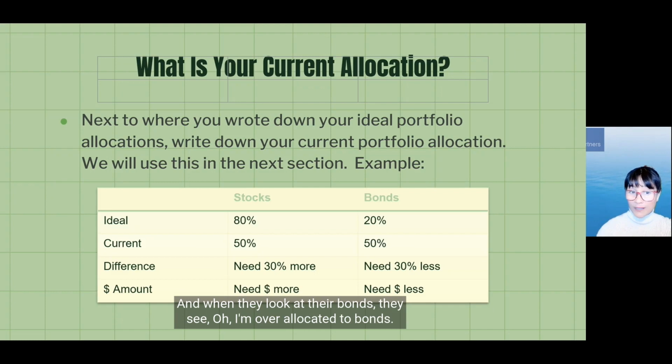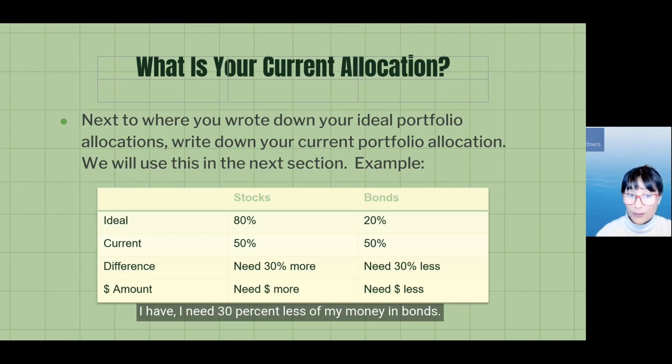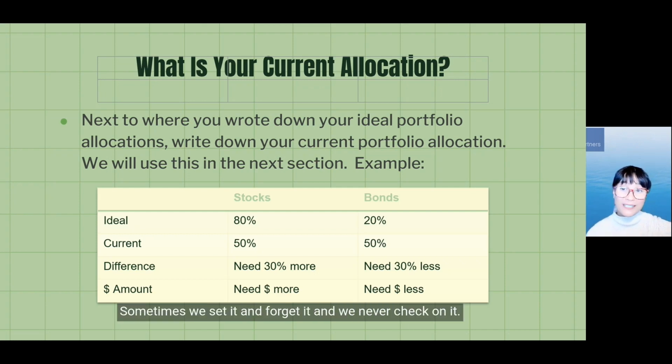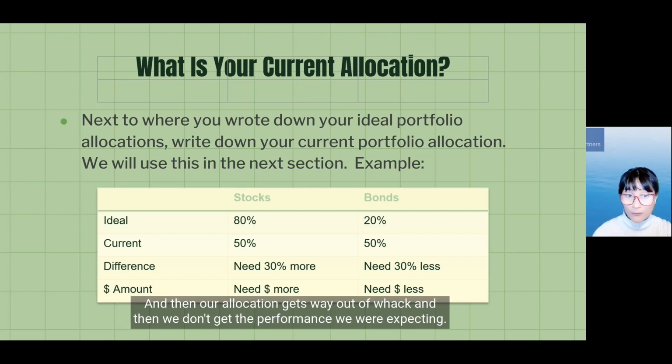And when they look at their bonds, they see, oh, I'm over allocated to bonds. I need 30% less of my money in bonds. So they know they need to make an adjustment to their portfolio. And remember, portfolio allocation is one of the highest indicators of long-term success. Drift happens, right? Things happen in life. Sometimes we set it and forget it and we never check on it. And then our allocation gets way out of whack. And then we don't get the performance we were expecting.